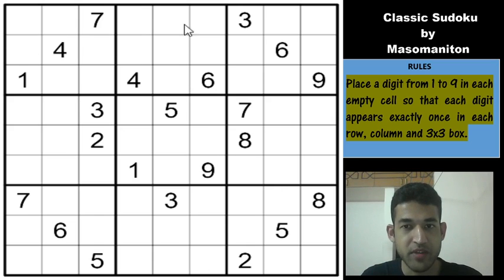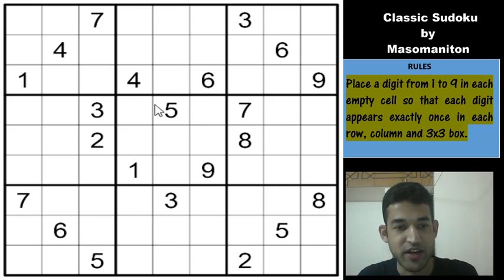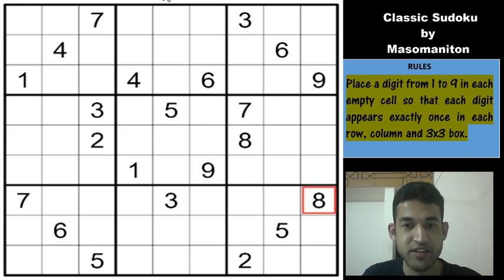The rules are each row, each column and each 3x3 box will contain the digits from 1 to 9 without any repetition. Standard classic rules. So it has a very attractive heart shape in the middle of the grid. So let us start solving this aesthetic Sudoku.